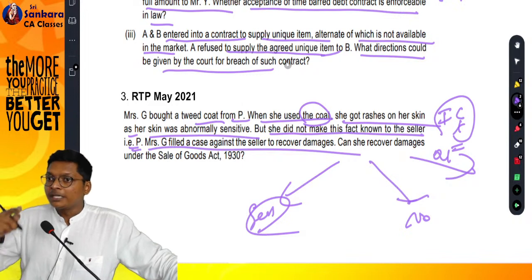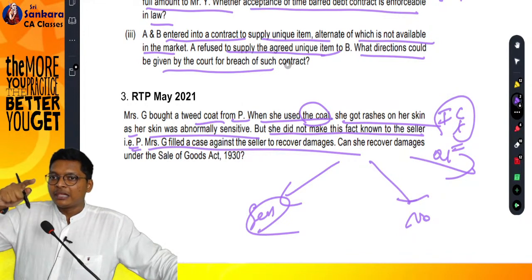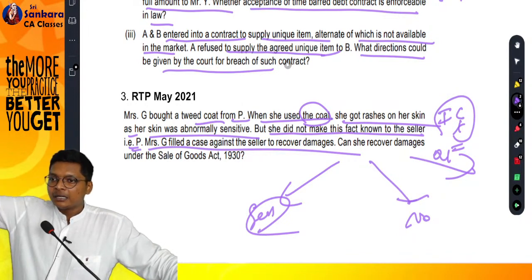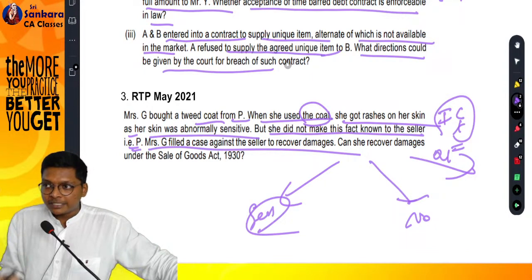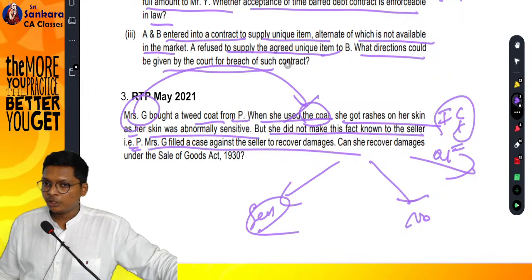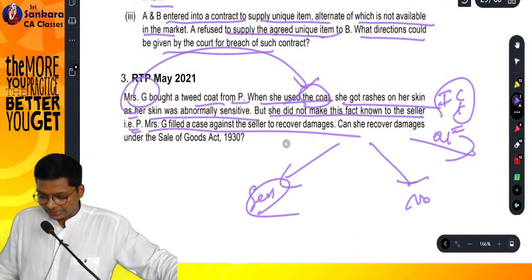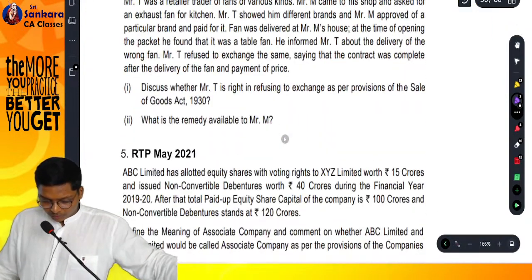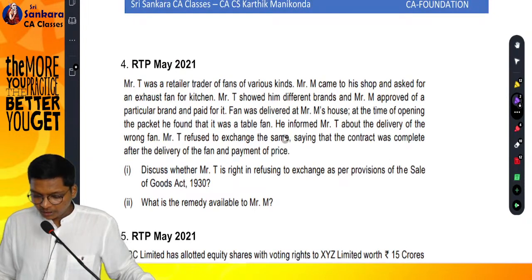Implied condition as to quality or fitness. In that one condition, the buyer has to inform the seller about the requirements, needs. Inform, did not inform. Can Mrs. G sue? P cannot sue. Are you able to follow, guys? Understanding? Now next, question number 4.